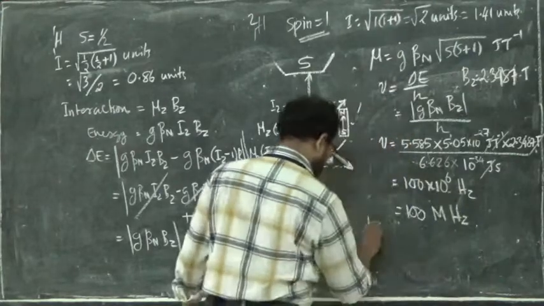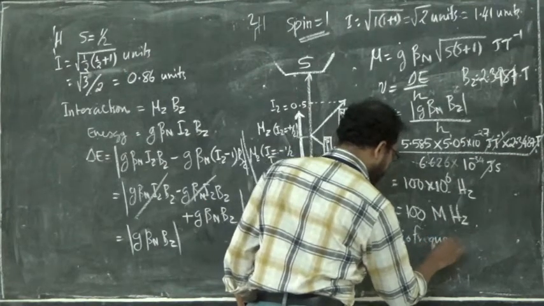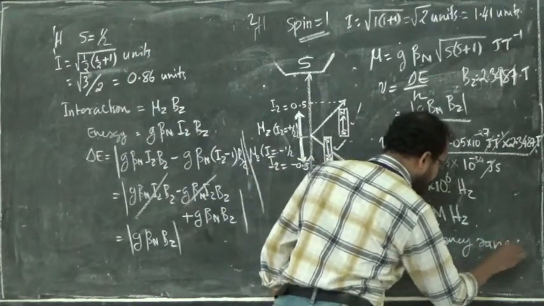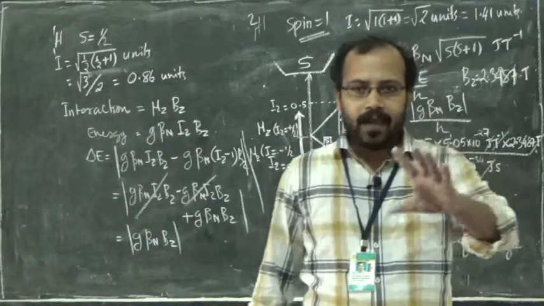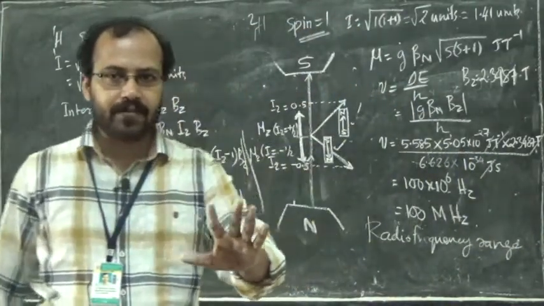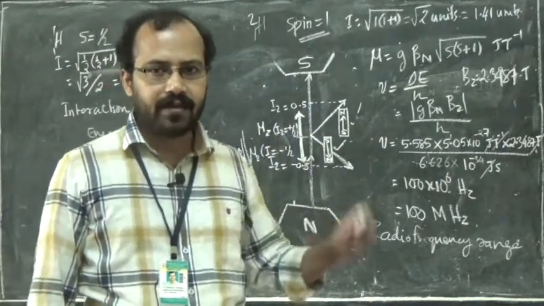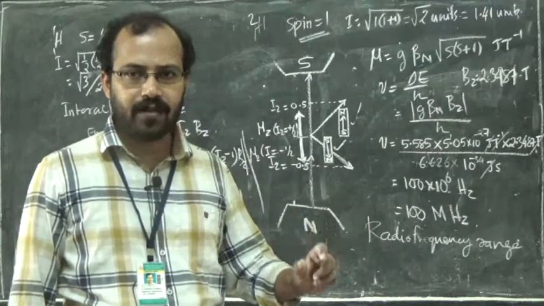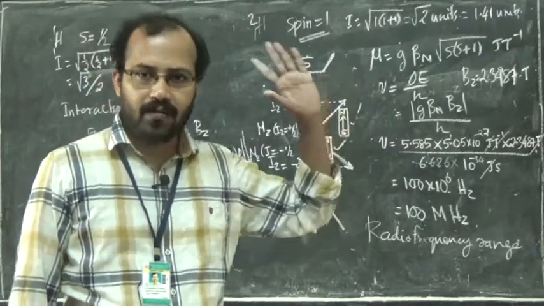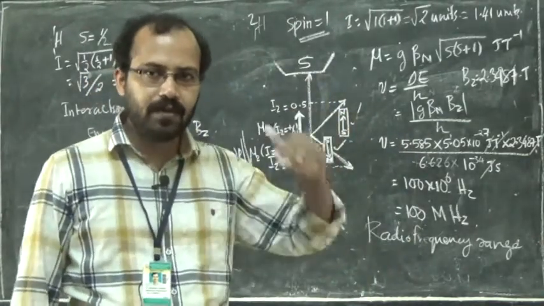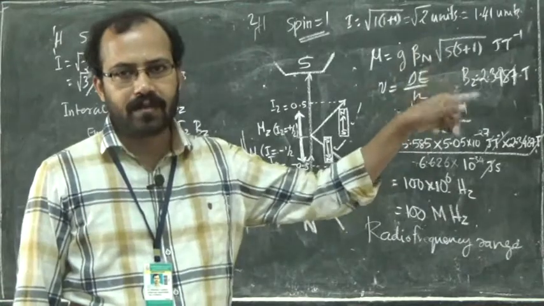Radio frequency range of the electromagnetic spectrum. What does it mean? If you place the hydrogen nucleus in an external magnetic field, the hydrogen nucleus will have a magnetic moment associated with it. That magnetic moment will interact with the external magnetic field, so that both spin states of the hydrogen nucleus will have different energy, and the difference in energy between these two spin states will fall under the radio frequency range of the electromagnetic spectrum.